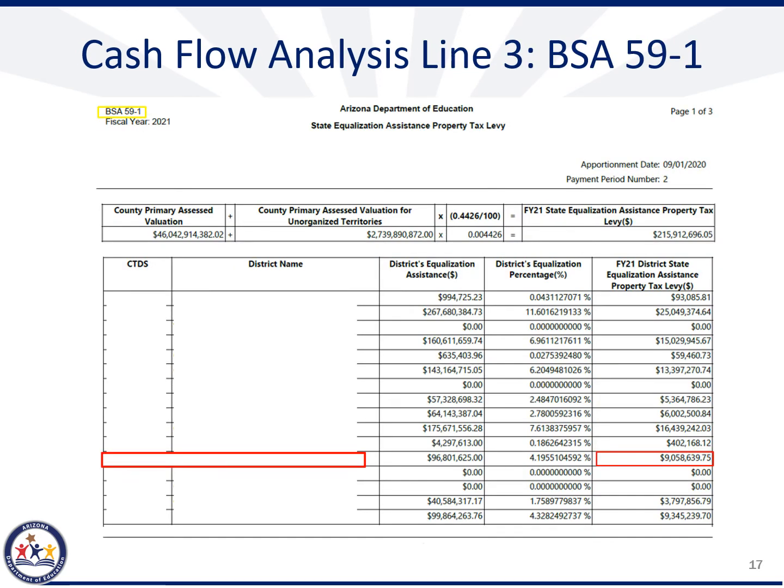Here is our example BSA 59-1, and you can see the LEA has an annual amount of $9,058,639.75. Again, it does not matter how you allocate it as long as the total matches the number on your 59-1 and your cash flow analysis.